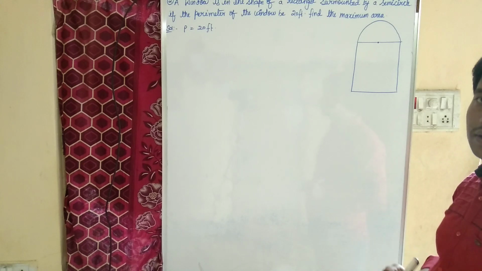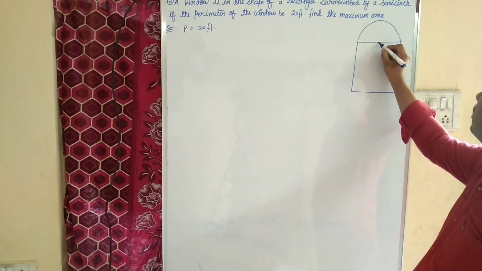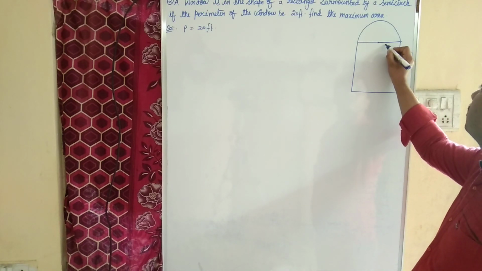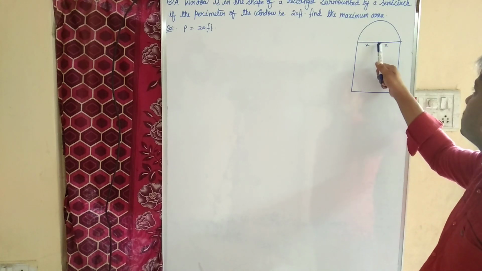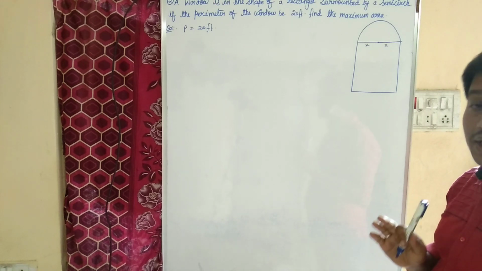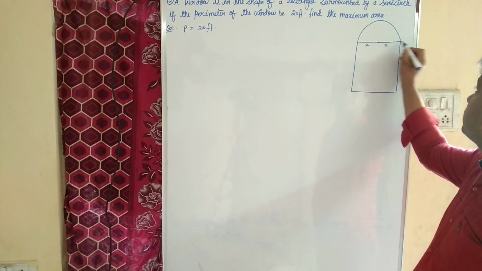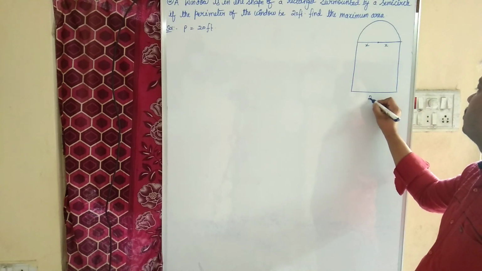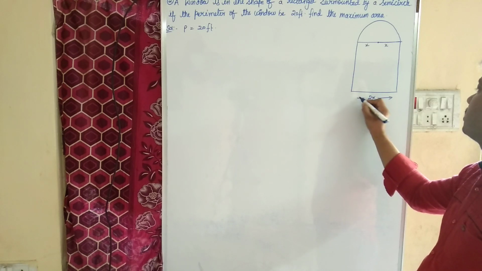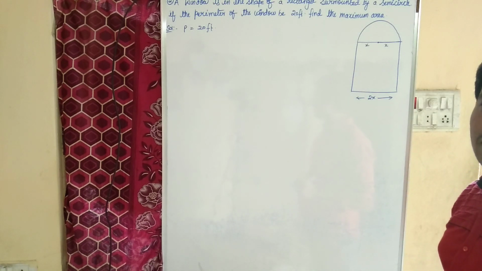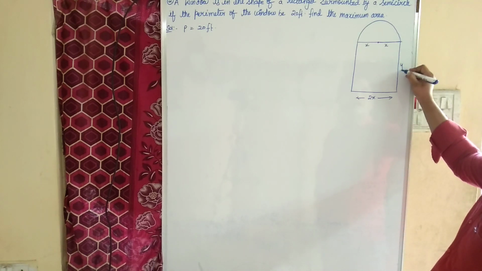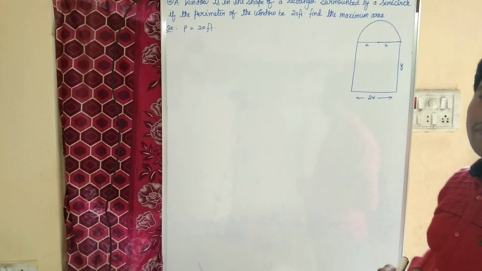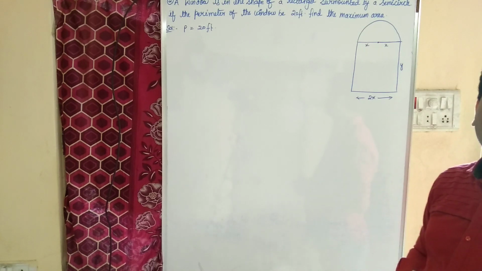So this is our center. If it is x units, then this is also x units, because center to any point on a circle is called radius. So this is x units and this is x units. Total length will be 2x. Let the length of the rectangle be 2x, and let the breadth of the rectangle be y units.